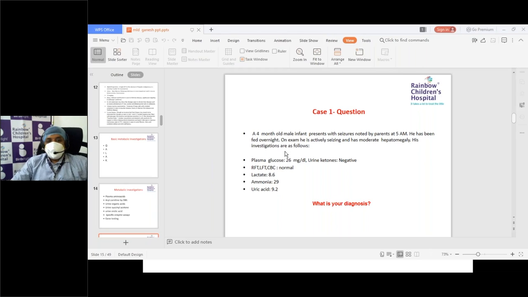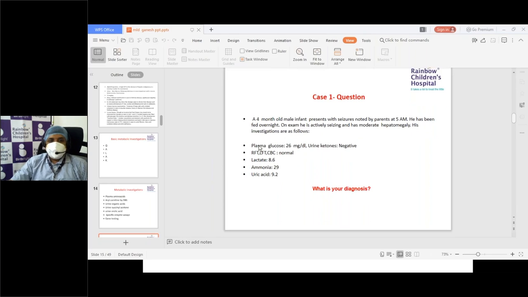Now, this is a 4-month-old male infant who presents with seizures noted by parents at 5 a.m. in the morning. So it's early morning hypoglycemia, and as the child has grown big, the frequency of feeding has come down. When the child is brought to the casualty, the child is seizing and he has moderate hepatomegaly. So the baseline investigations are as follows. This child has low glucose levels, urine for ketones is negative, LFT, RFT, and CBC are essentially normal.